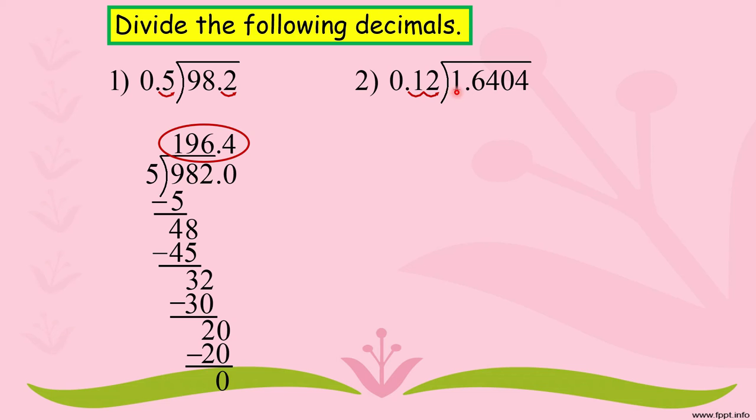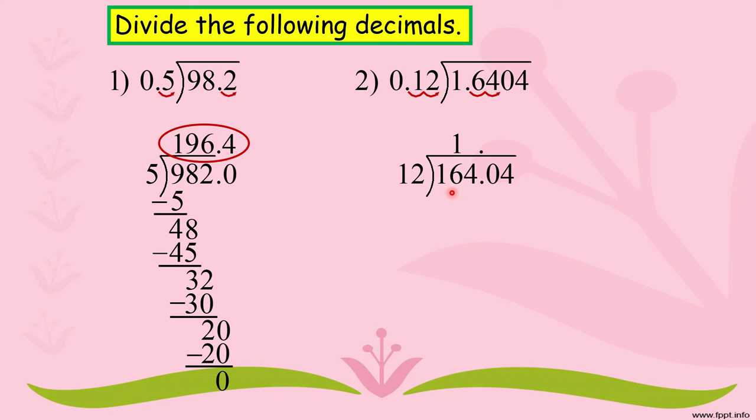Next, 1.6404 divided by 0.12. So we need to move our decimal places to make it a whole number. That's why we're going to move 2 decimal places to our right in our divisor. That's why we need to also move 2 decimal places to the right in our dividend. And then bring up the decimal point, so that is now between 4 and 0. And then divide as a whole number.